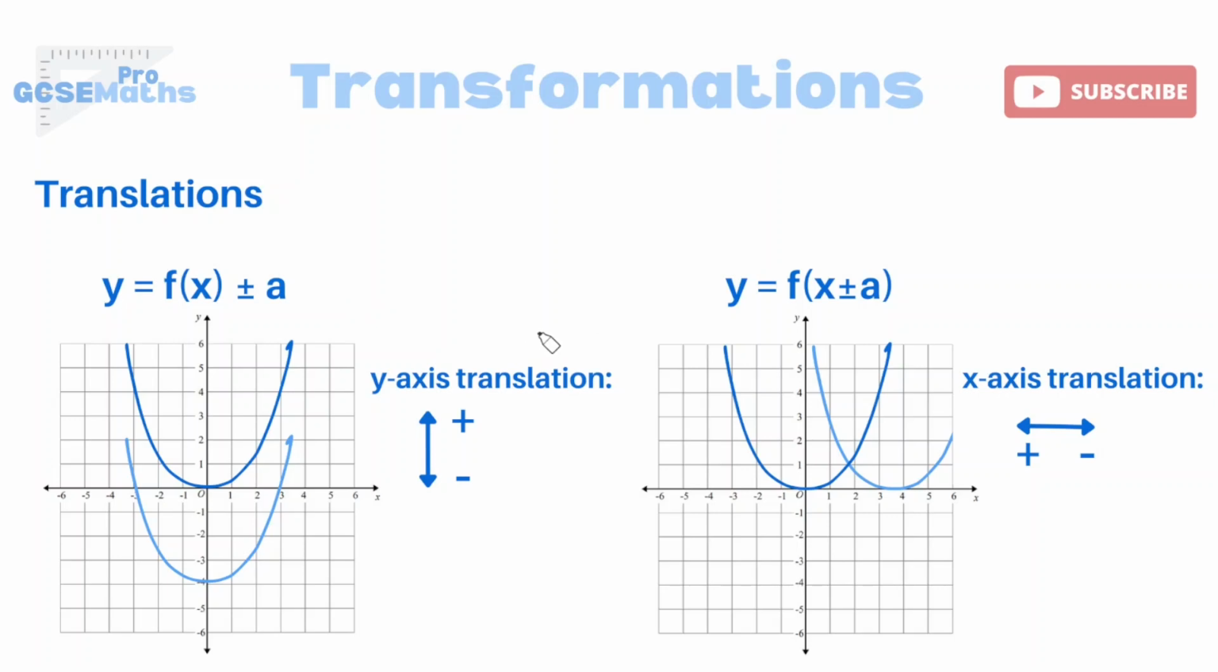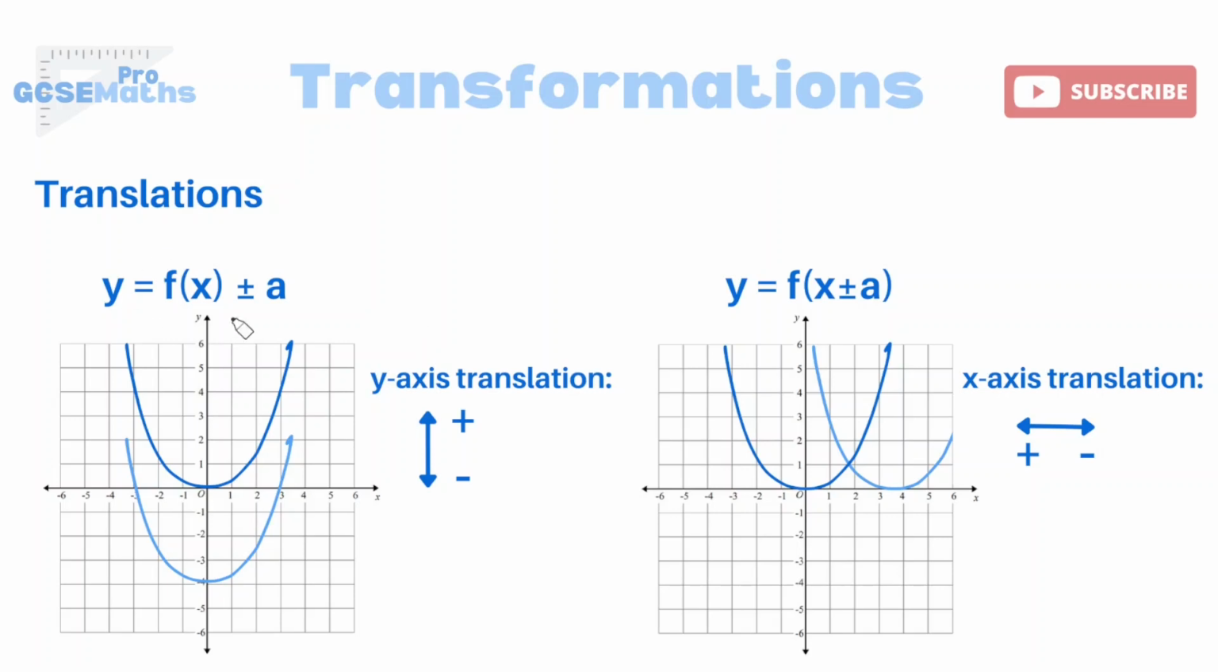But then I have to figure out translation where? Is it on the y-axis going up and down? Or is it on the x-axis going left and right? And that's where you see, this one does feel like it's the right way round in terms of the fact that if it's next to the x, it's affecting the x-axis, it's affecting the x-coordinates, and if it's on the outside, it's affecting the y-coordinates, the y-axis.